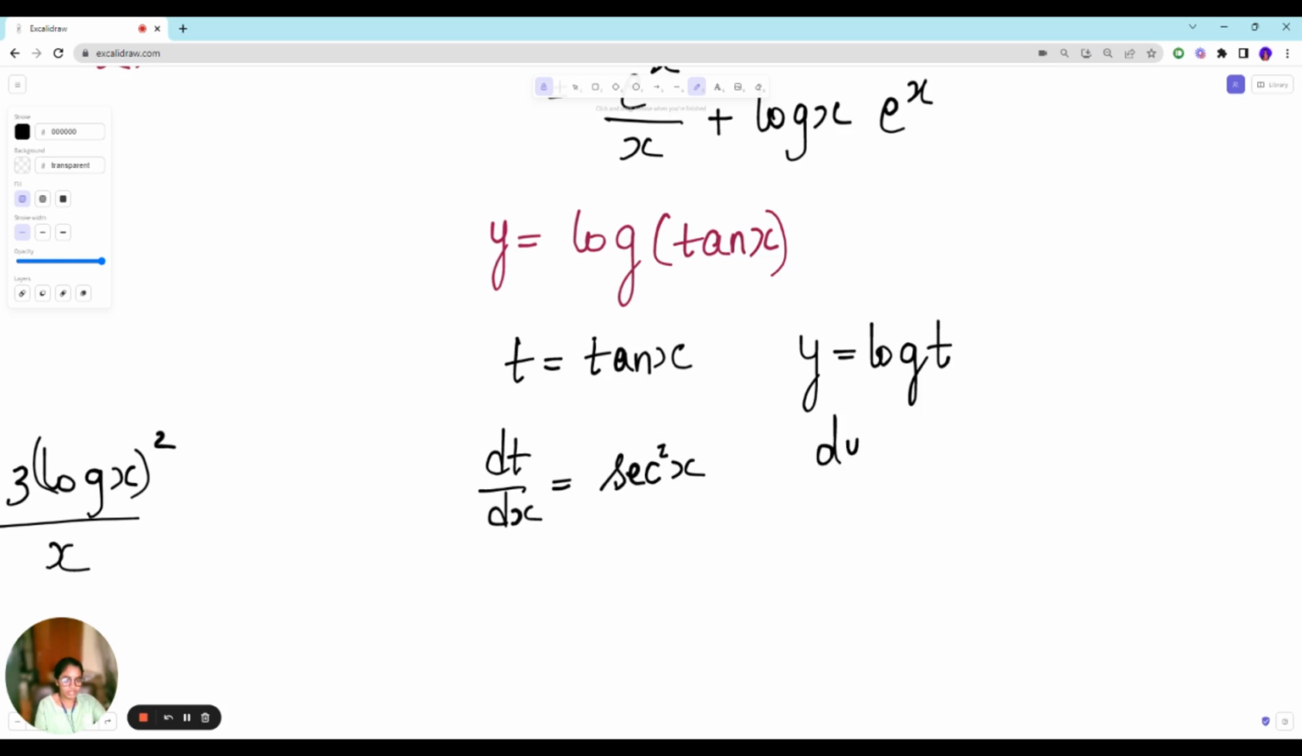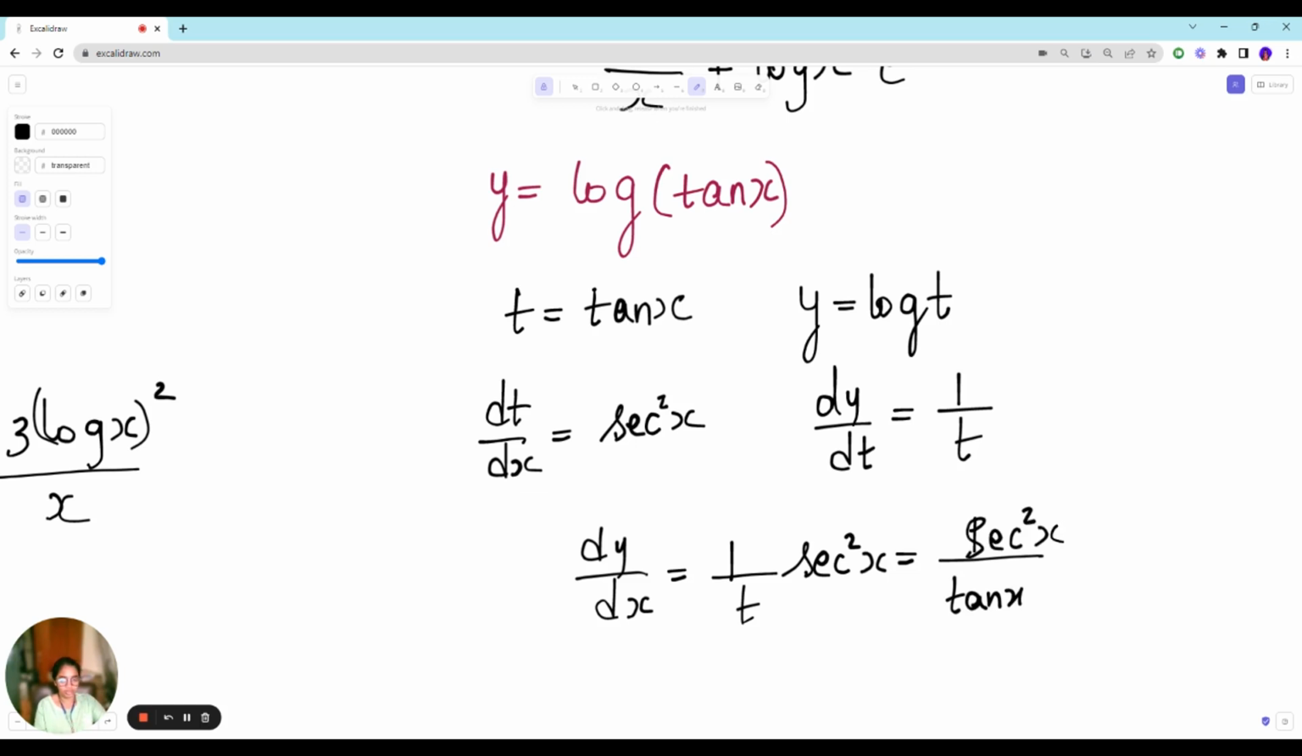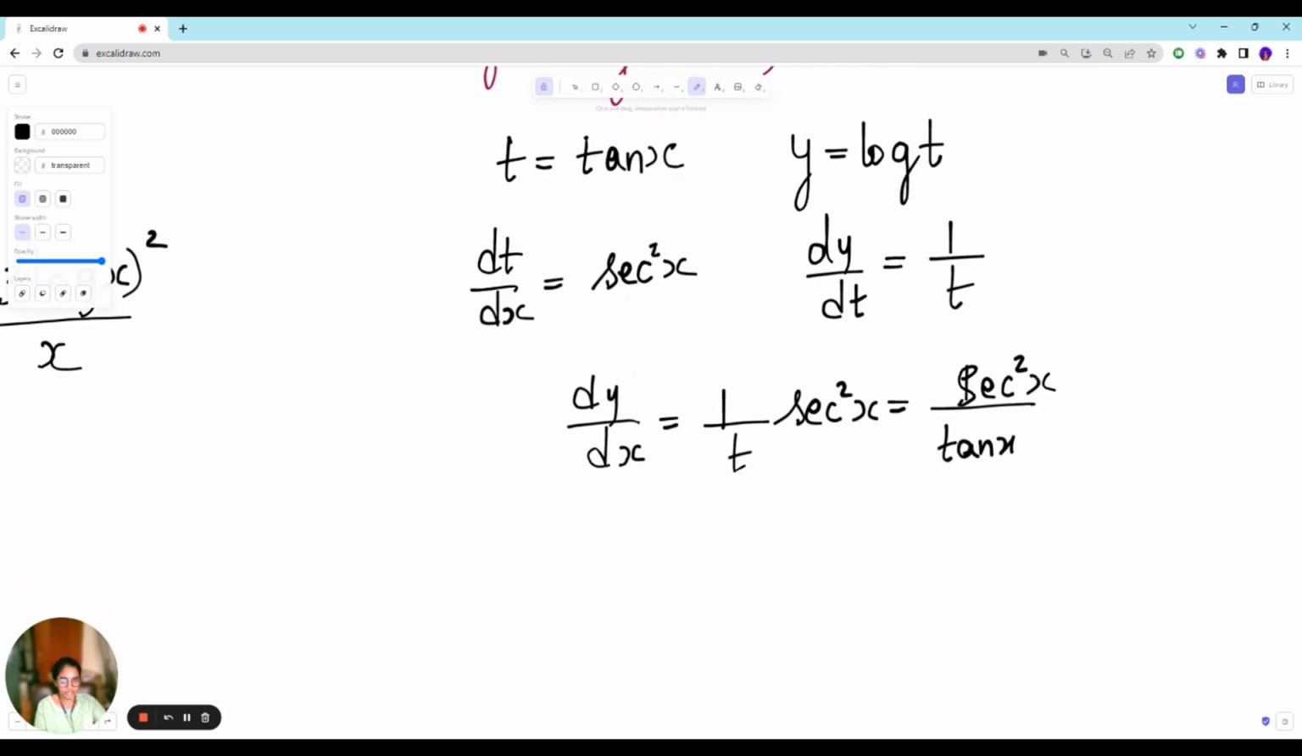Next, what is dy by dt? Dy by dt is nothing but 1 divided by t. What should I do? Let me find dy by dx, which is equal to what? Dy by dt into dt by dx. So that would be 1 divided by t into secant square x, which is equal to 1 divided by tan x into secant square x. Or the final answer is secant square x divided by tan x.